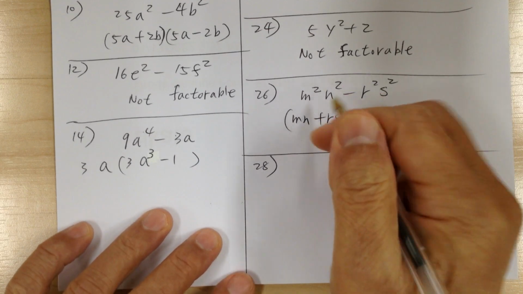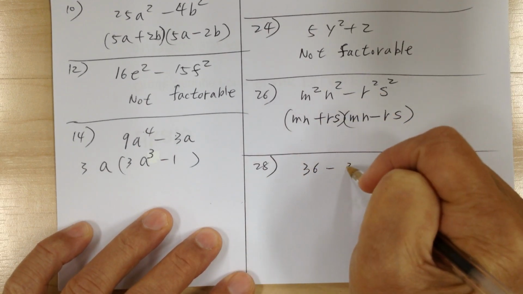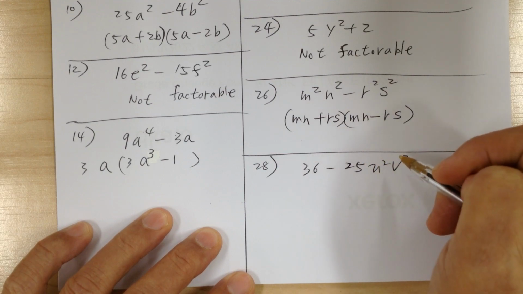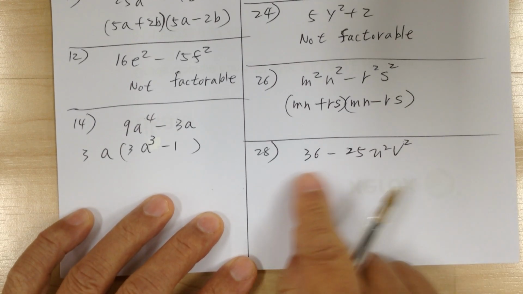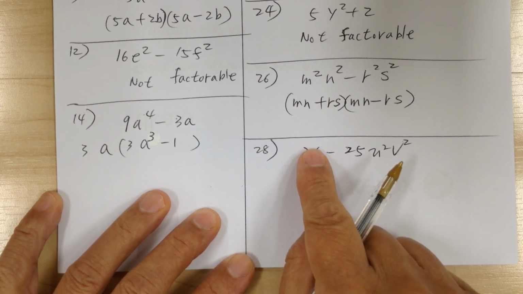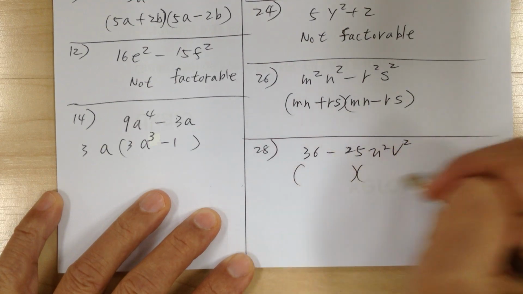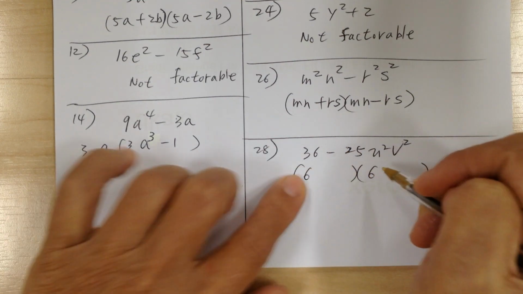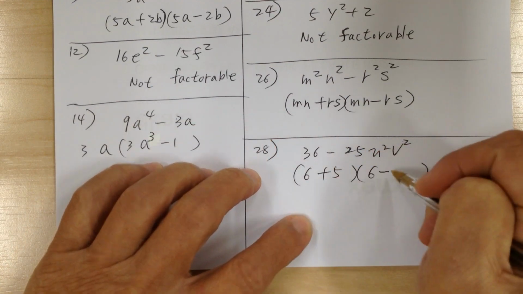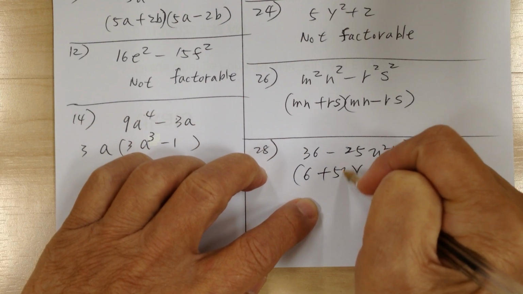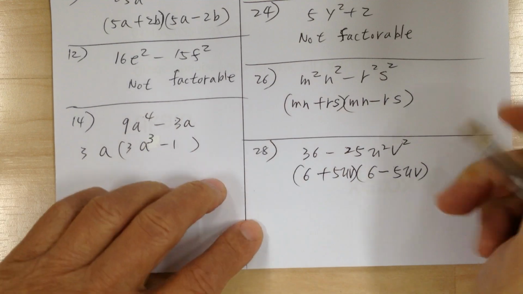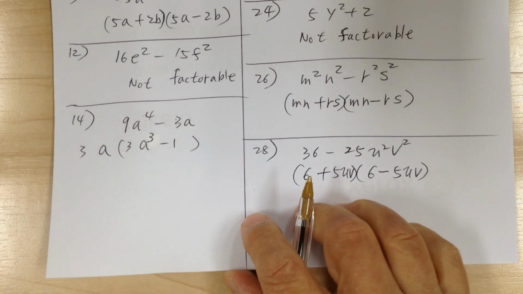Okay, 28, you have 36 minus 25 u squared v squared. Okay, so step 1, common factor, cannot. So step 2a, difference of square. So this is a perfect square. Everything's all perfect square, so it's good. So you're going to get 6 times 6 give you 36, plus times minus give you minus, 5 times 5 give you 25, u times u give you u squared, and the v times v give you v squared. Okay, and that's it.